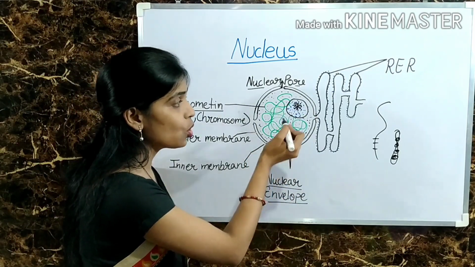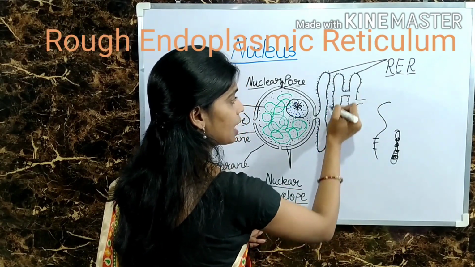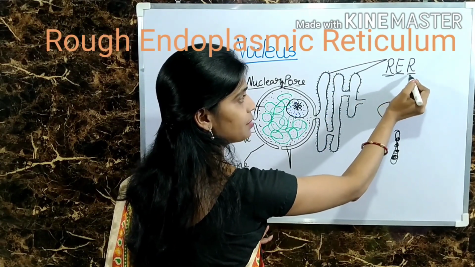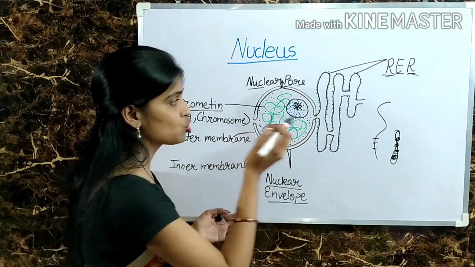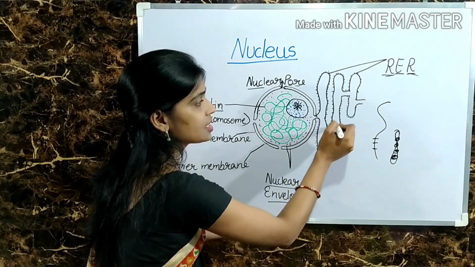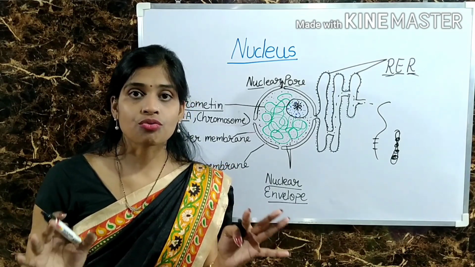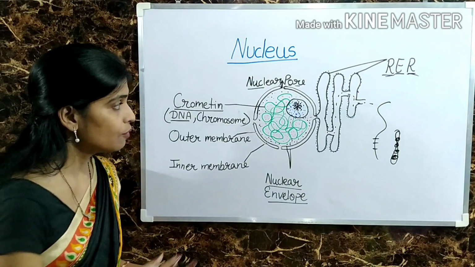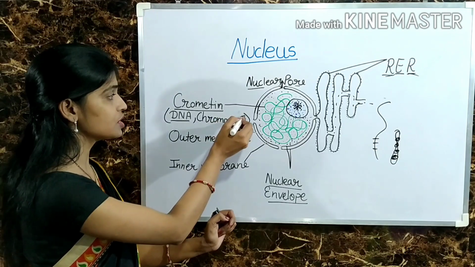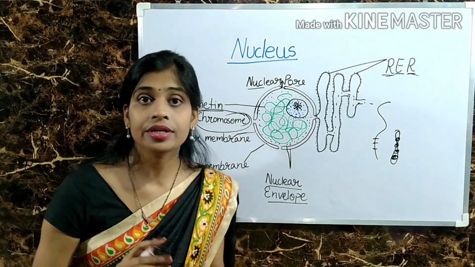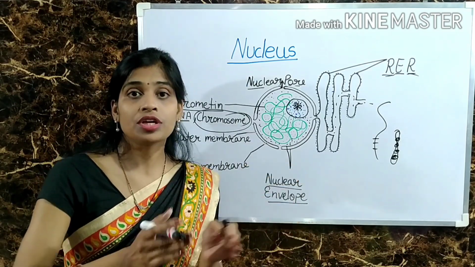The nucleus is also connected with the RER, the rough endoplasmic reticulum, which transmits the required substances from the nucleus to the cell. So this is the basic structure and functioning of the nucleus and the nuclear material. Now, how do the chromosomes take part in the hereditary characters, and how do they pass the characters from parents to their offspring?